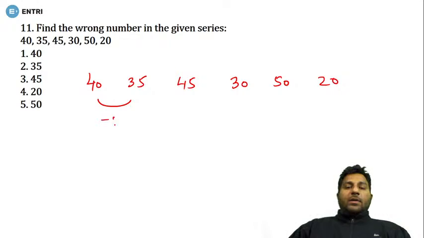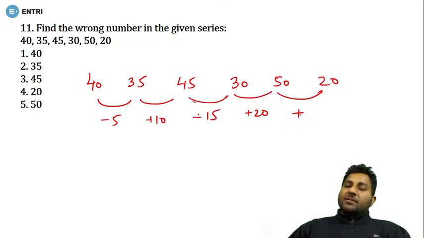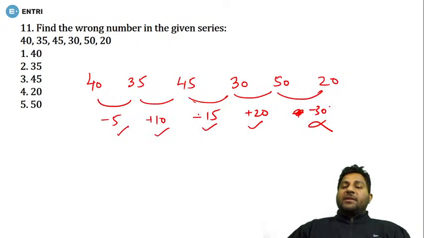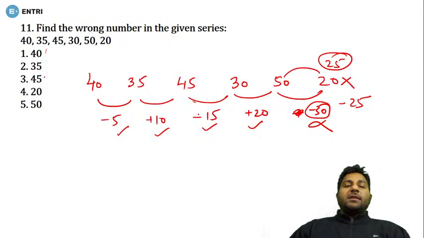Look, it will be minus 5, plus 10, minus 15, plus 20, sorry, minus 30, which should be wrong because it is the table of 5. That means it must have been minus 25. That means it must have been 25 instead of 20. So again, 20 is the wrong one.